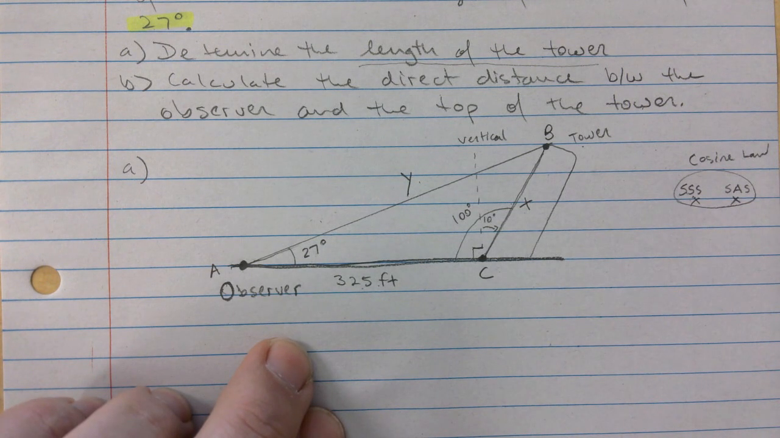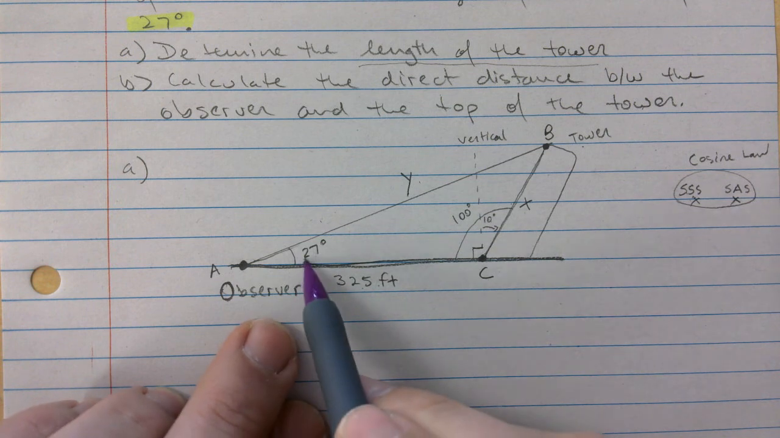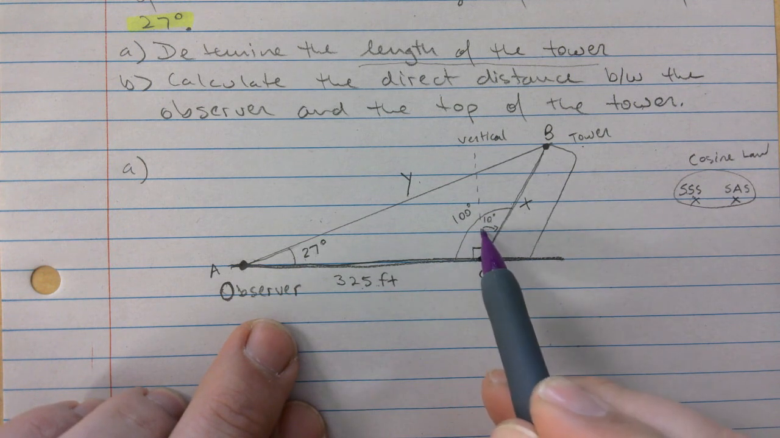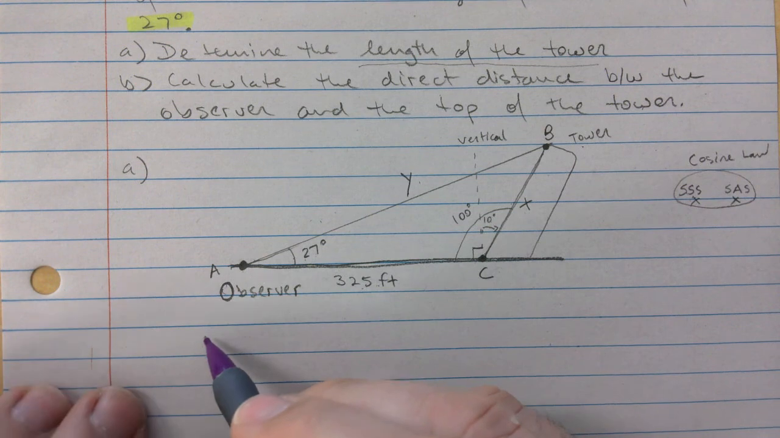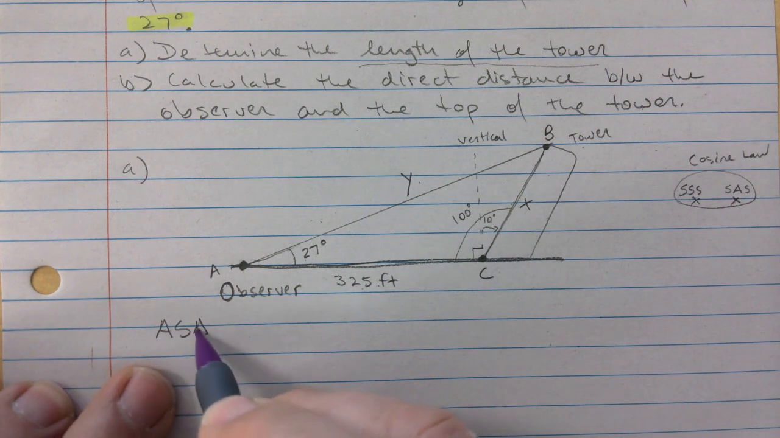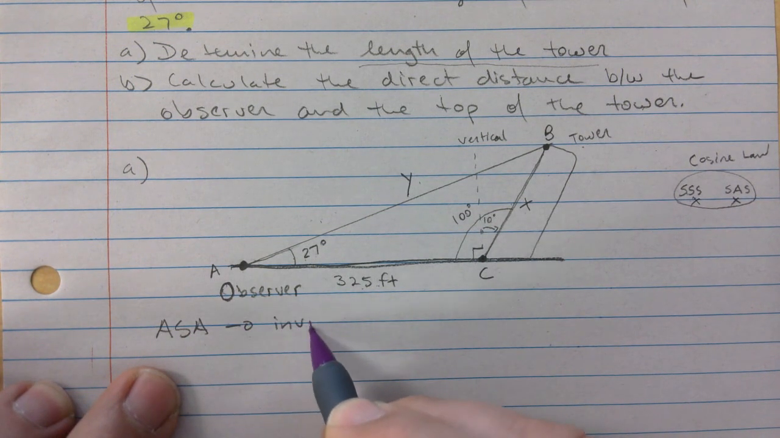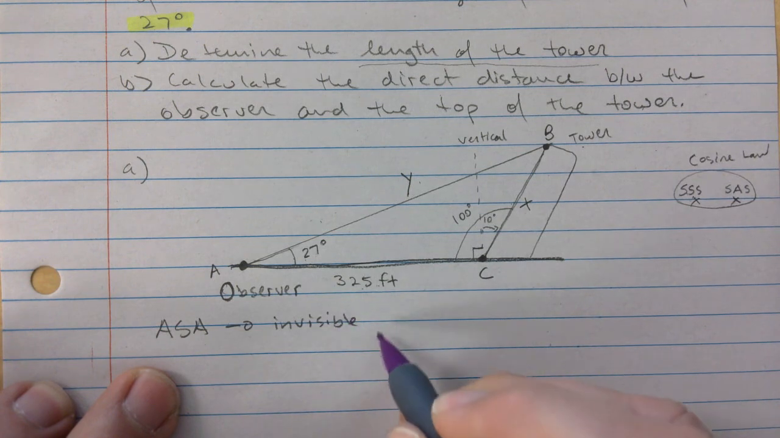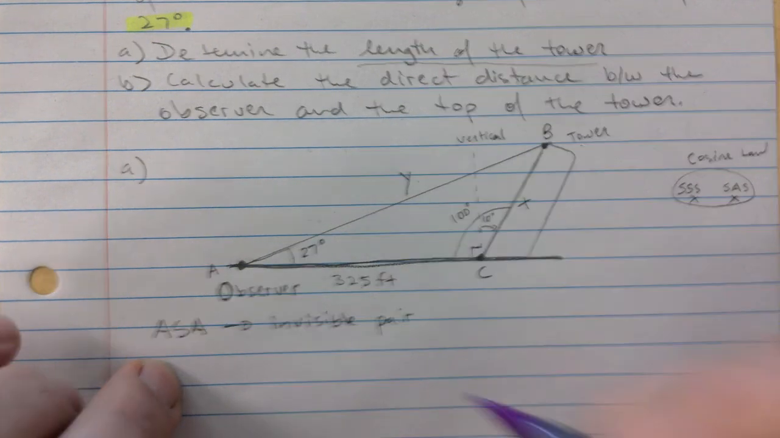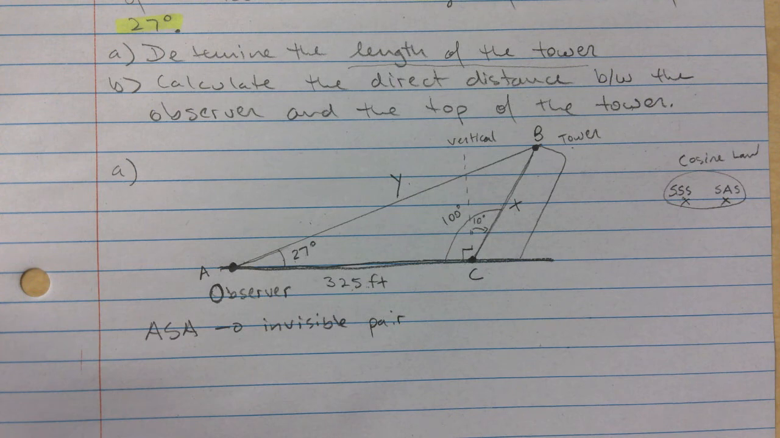Or you can see a pair, and this is invisible. This one is the invisible pair. Angle, side, angle. It's the invisible pair. So this is the couple that hasn't made it official yet, right? Like they're still hiding from the masses. They don't want to admit that they're dating, right? So this is the invisible pair.